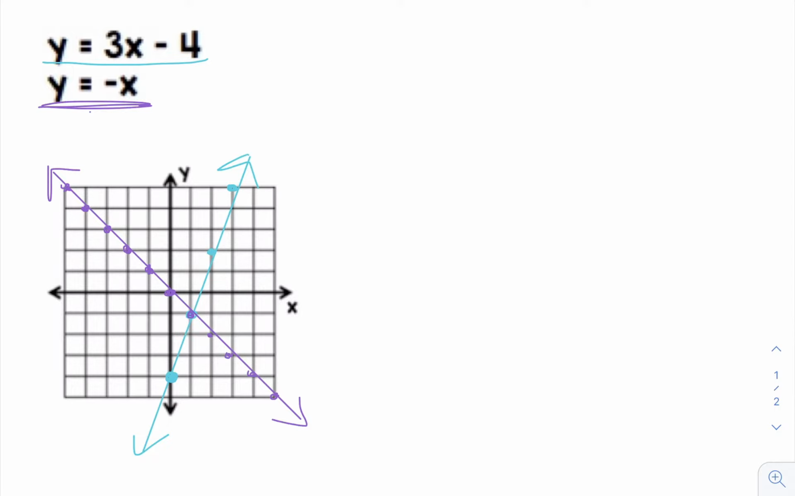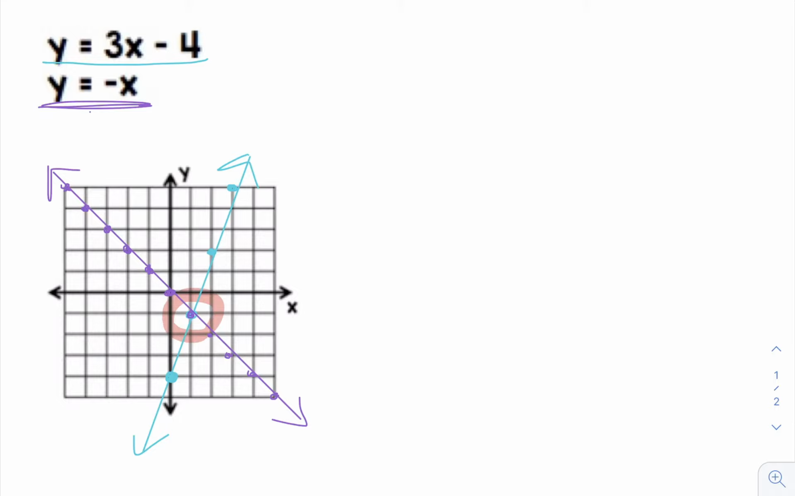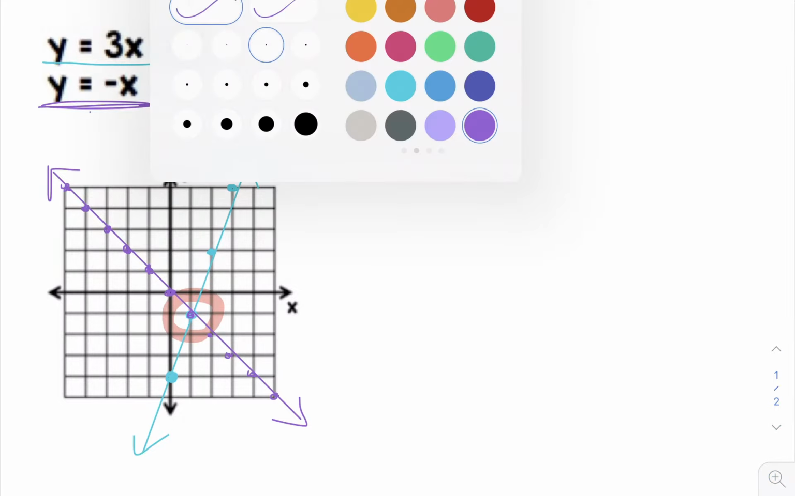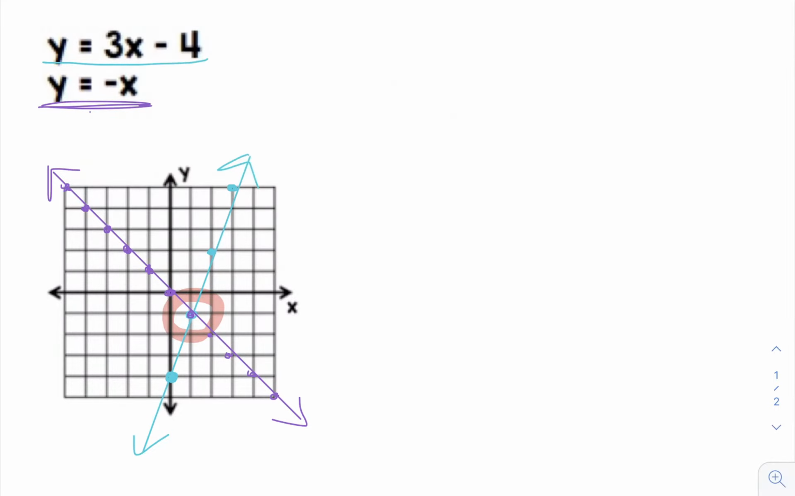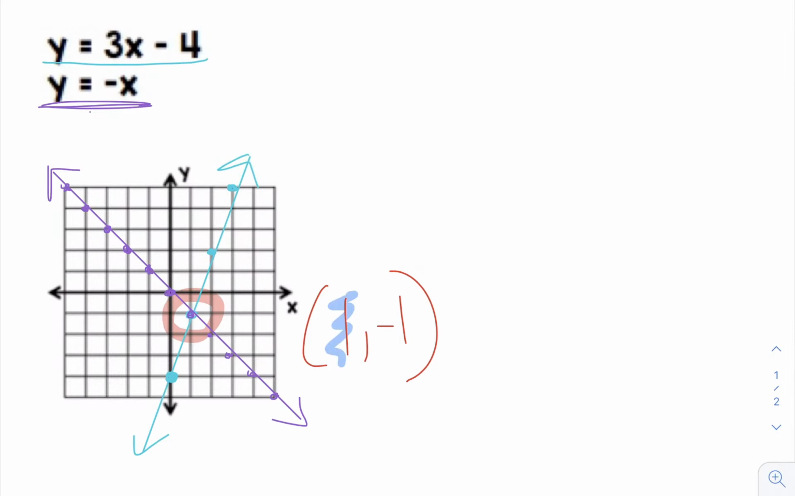Now, my solution is where these two lines intersect. Where do these two lines intersect? Right here. And this point is the point (1, -1). Yes, it is one solution, but we specifically say what that one solution is. So I'm going to just do some highlighting. I'm going to call my x term in blue and my y term is going to go in pink. And I'm going to substitute that back into our original two equations. This is what it means to check your work.